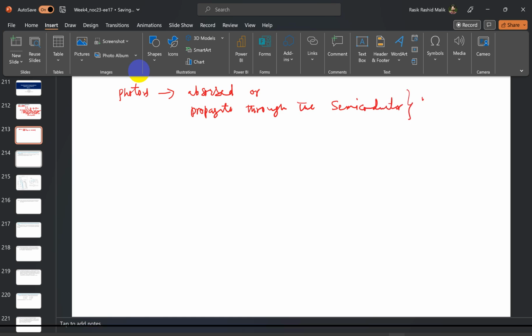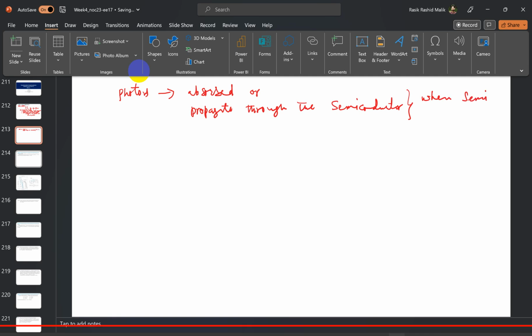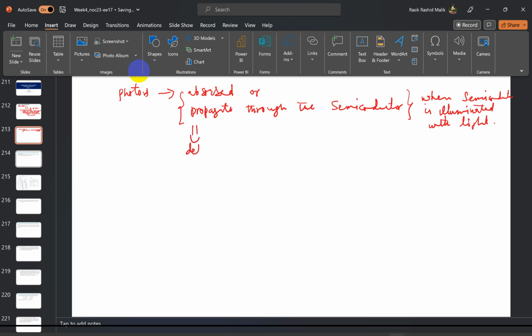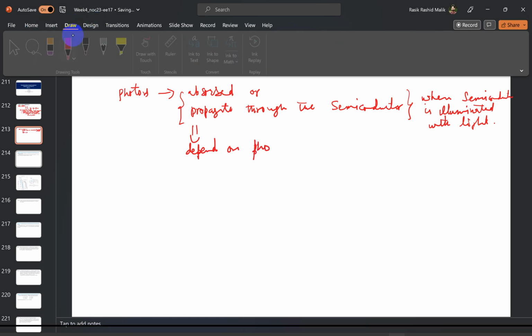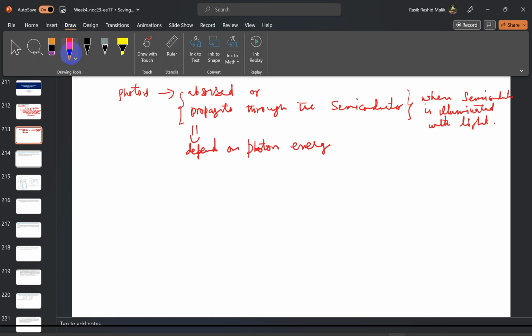So when a semiconductor is illuminated with light, what happens will ultimately depend on the photon energy and the band gap of the semiconductor.